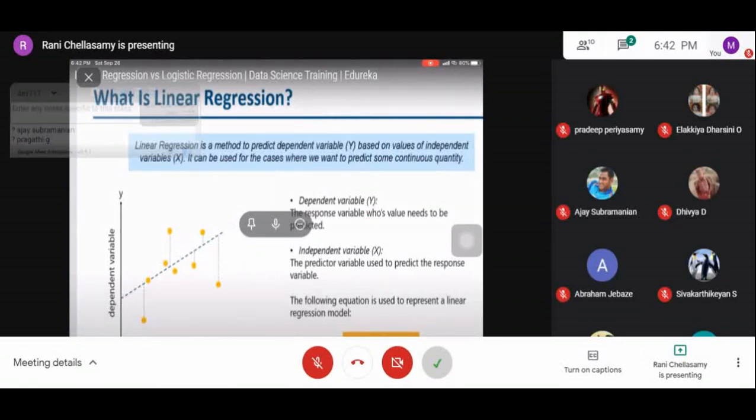The independent variable is called the predictor variable. This predictor variable is used to predict the response variable. With the help of the independent variable, we predict the values of the dependent variable. So we call x the predictor variable and y the response variable. The following equation is used to represent the linear regression model: Y equals b0 plus b1x plus e.